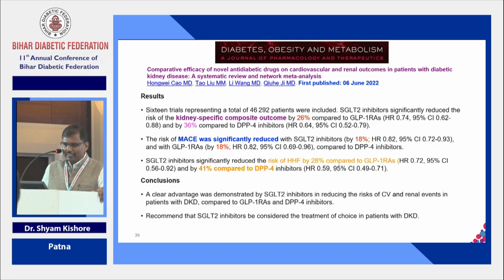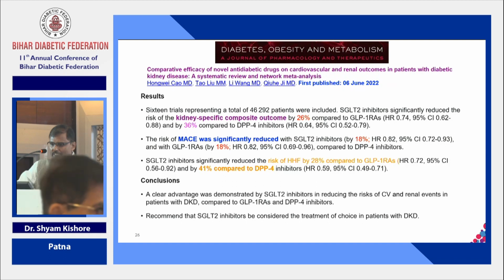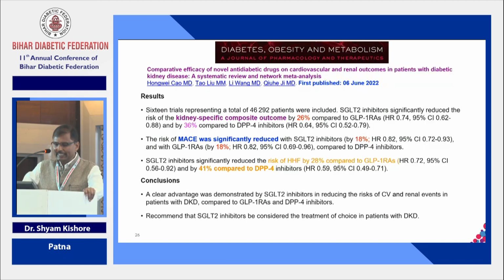I would like to highlight this study, a meta-analysis published in Diabetes, Obesity and Metabolism. Sixteen trials representing a total of about 47,000 patients were included. SGLT2 inhibitors significantly reduced the kidney-specific composite outcome by 26% compared with GLP-1 receptor agonists, and 36% compared with DPP4 inhibitors. The risk of MASH was significantly reduced with SGLT2 inhibitors, by almost 18%, and the MASH reduction was the same with GLP-1 receptor agonists and SGLT2 inhibitors.